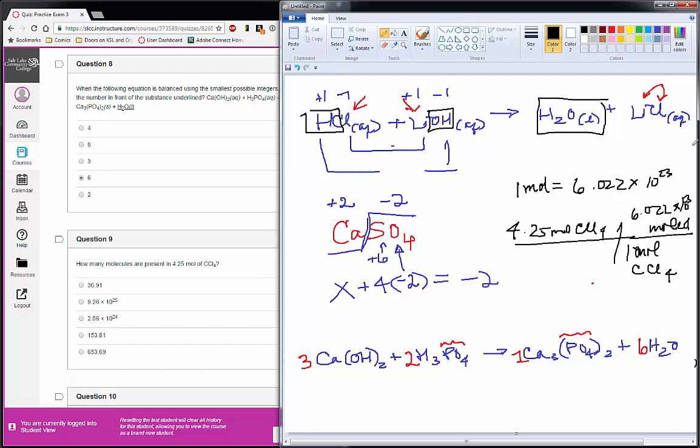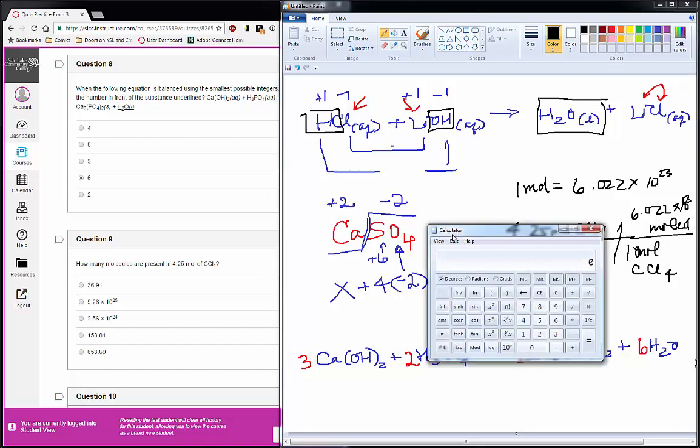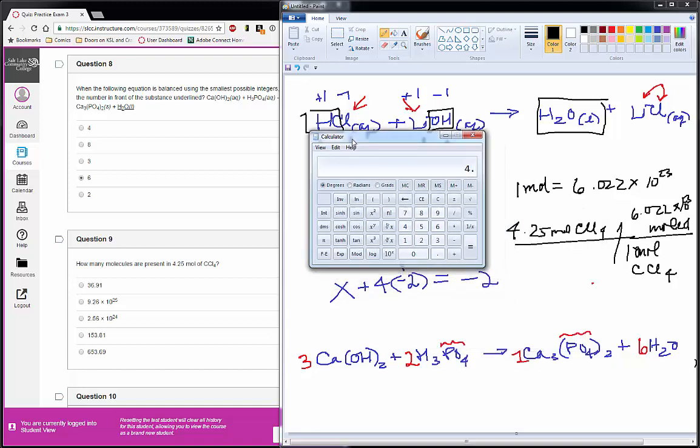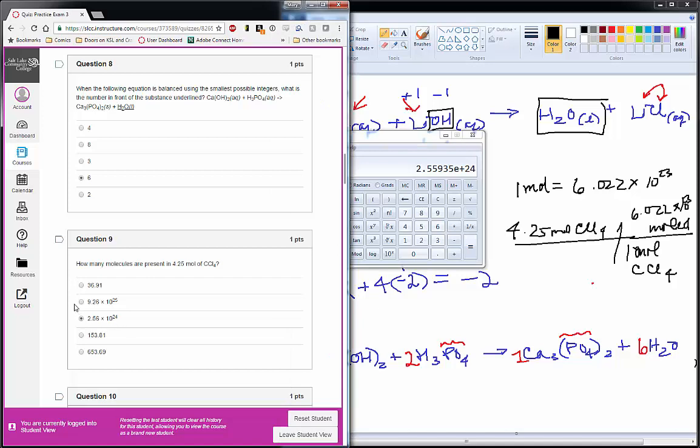And I plug this in. 4.25 multiplied by 6.022 times 10 to the 23rd. Put that in exponent notation. I get 2.56 times 10 to the 24th molecules of CCl4.